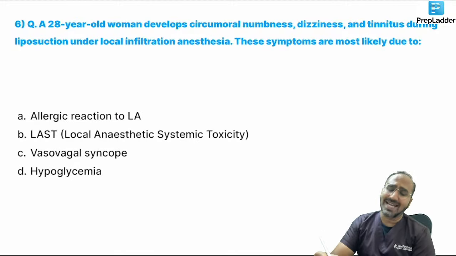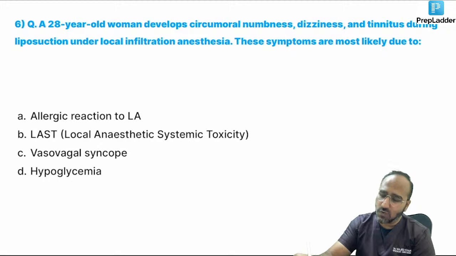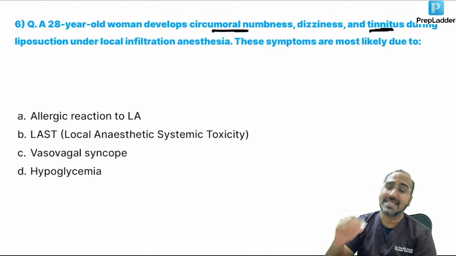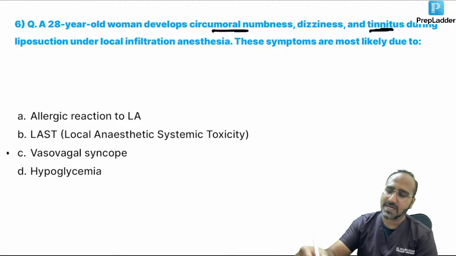Guys, if it was an allergic reaction to local anesthetic, the patient won't have circumoral numbness or tinnitus. These are symptoms related to the CNS. If it is a vasovagal syncope, the patient will have dizziness but not circumoral numbness. With hypoglycemia also, the patient will have dizziness, not circumoral numbness. So what is the answer, guys?